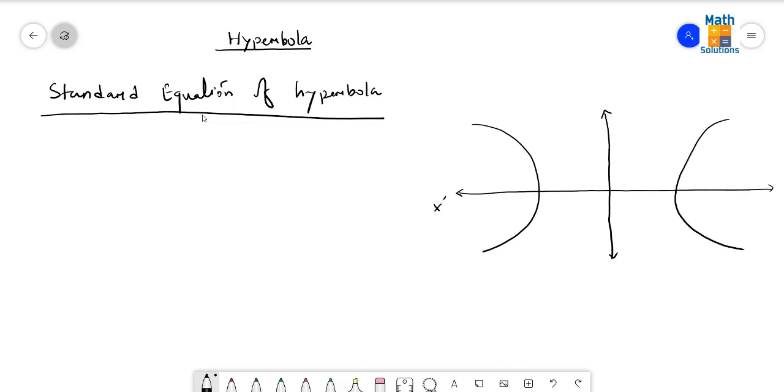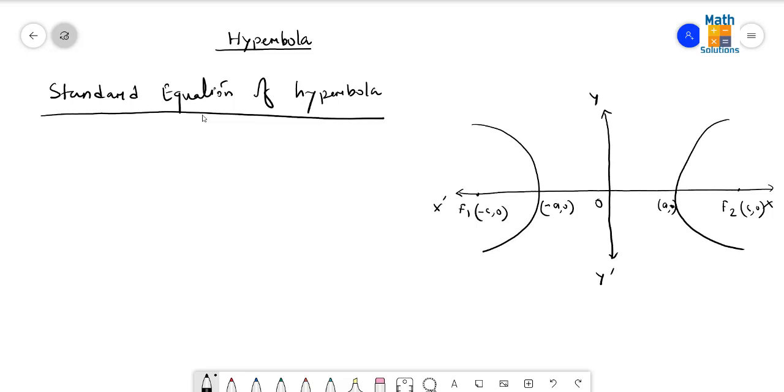This is x dash O x, y O y dash. In this case, suppose this one is the first focus, this is the second focus. F1 we are going to consider as minus c comma 0, and here this is F2, c comma 0. The vertices will be considered as minus a comma 0, and here it is a comma 0.